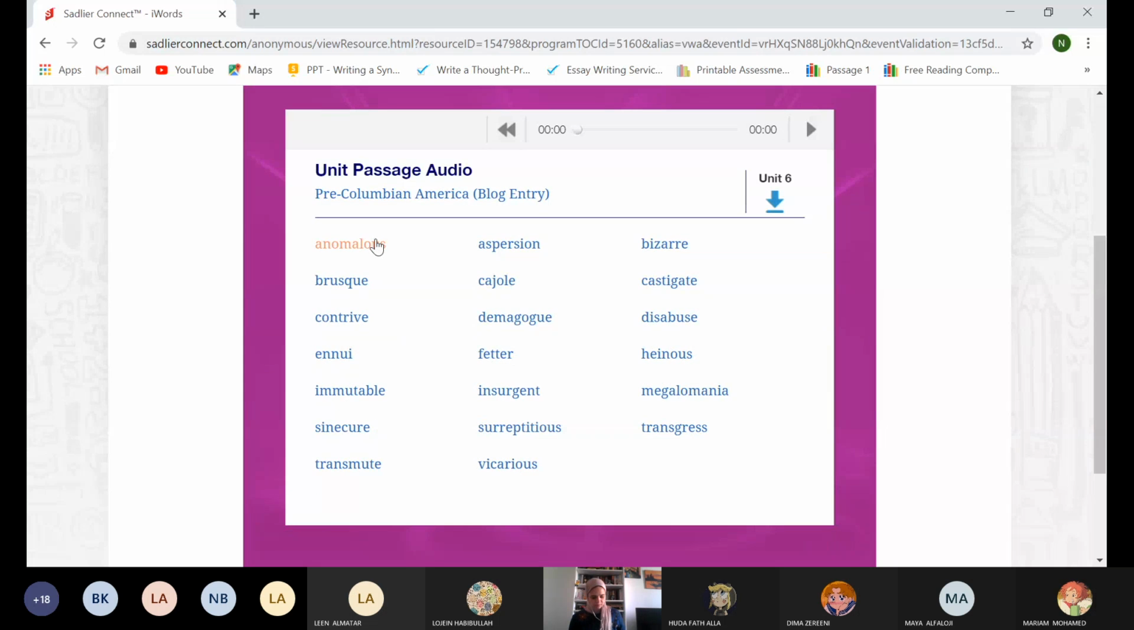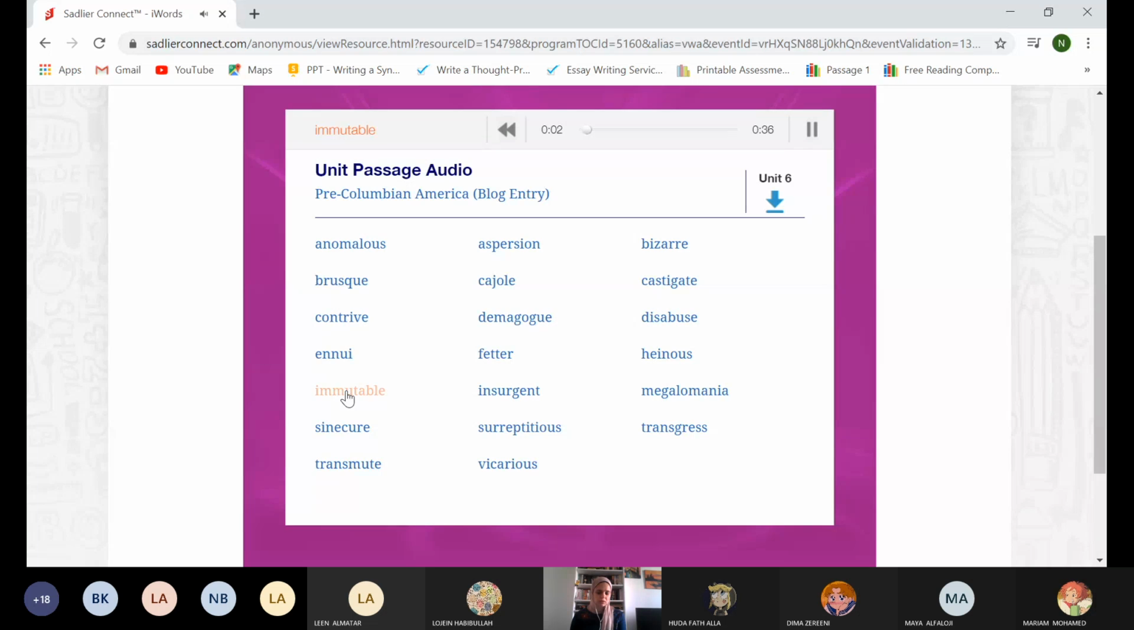Let's hear the words. Try to remember the meaning, girls. Anomalous. Anomalous about the engineering marvels. They were strange. Yes. Contrive other ways. Plan. Ennui. I didn't feel ennui in the sweaty bus. I enjoyed every minute. It's the opposite of enjoy. Bored. Dull.